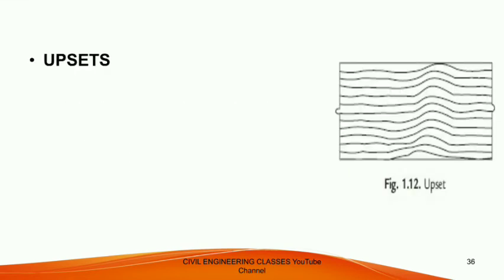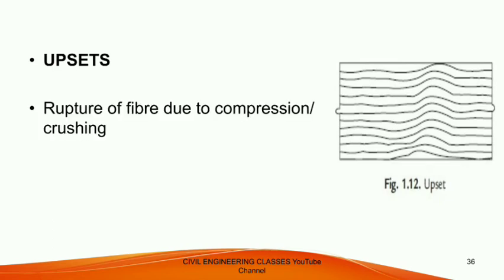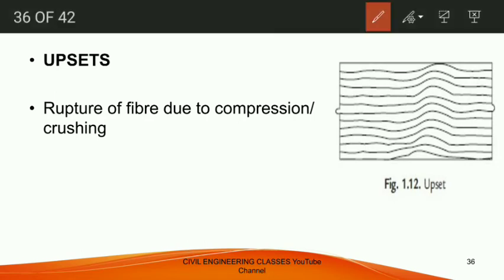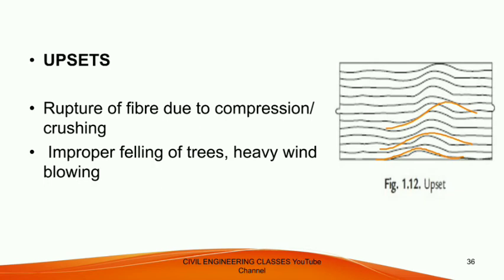Next type of defect is upsets. Upsets means there is an injury or rupture of the fiber due to compression or crushing. This is the injury in the fibers. This may be due to improper felling of trees or even due to heavy wind blowing.